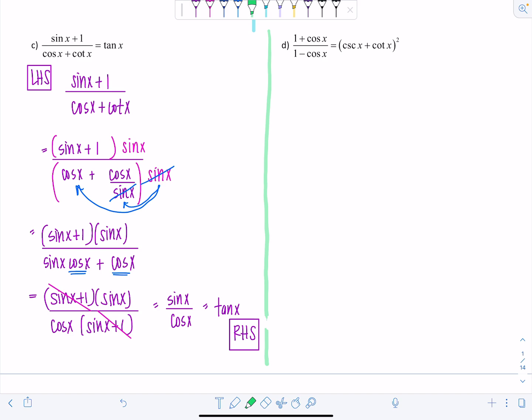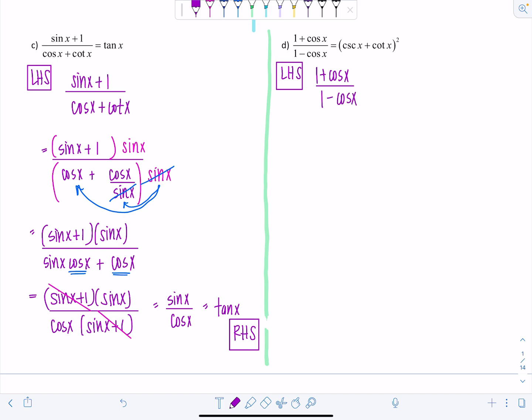Last one for this section, short and sweet. 1 plus cosine x over 1 minus cosine x equals cosecant x plus cotangent x quantity squared. Okay, let's just keep doing the left-hand side. We're on a roll. So left-hand side, I've got 1 plus cosine x over 1 minus cosine x.